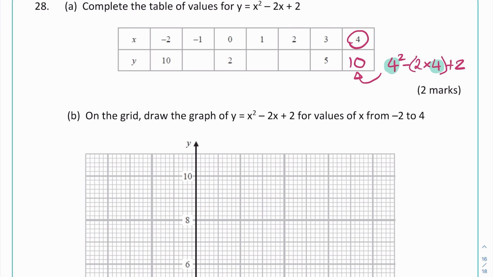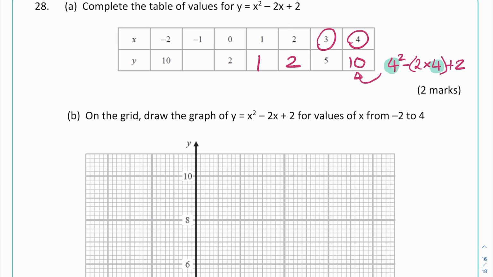A good way to test that you're doing it correctly is to test it with 3, and we should get the answer 5. I'm going to go ahead and do that. So if I delete the 4's and exchange them for 3's, I've got 3 squared, take away 2 times 3, and then add 2, press equals, and I get the answer 5. So I know I'm doing it correctly. So now I need to swap the 3's for 2's, press equals again, and I get 2. Swap the 2's for 1's, press equals, I get the answer 1. I'm not going to test the 0 because I already know I've got that right.